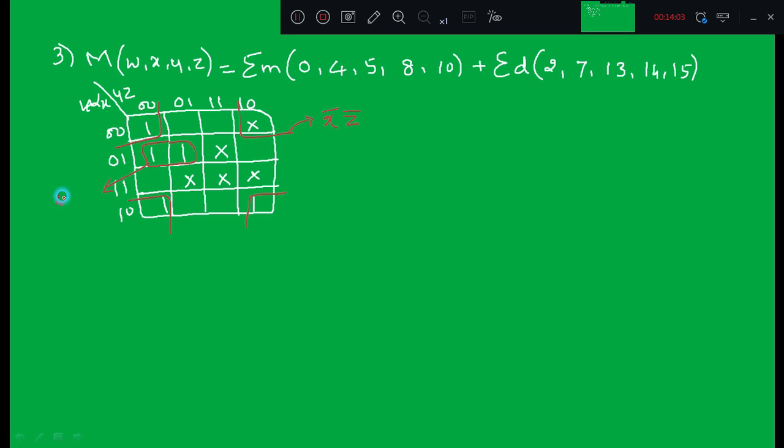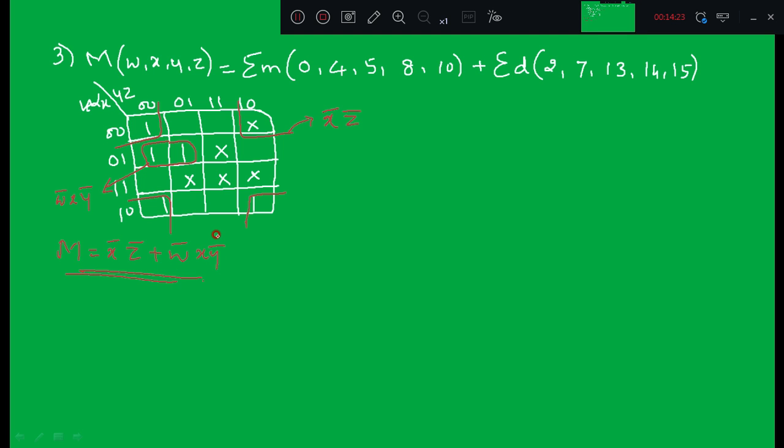So what is the expression for this? W bar, X and Y bar, right? So the simplified expression for this given function is X bar Z bar plus W bar X Y bar, right? So this is the simplified Boolean expression. I hope you understood this problem, right?